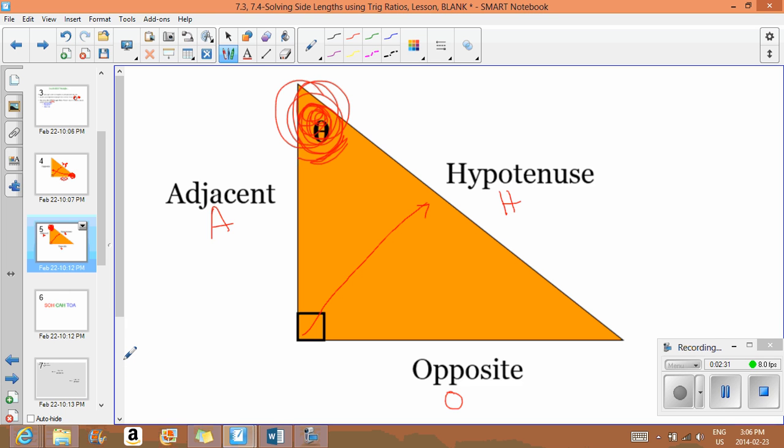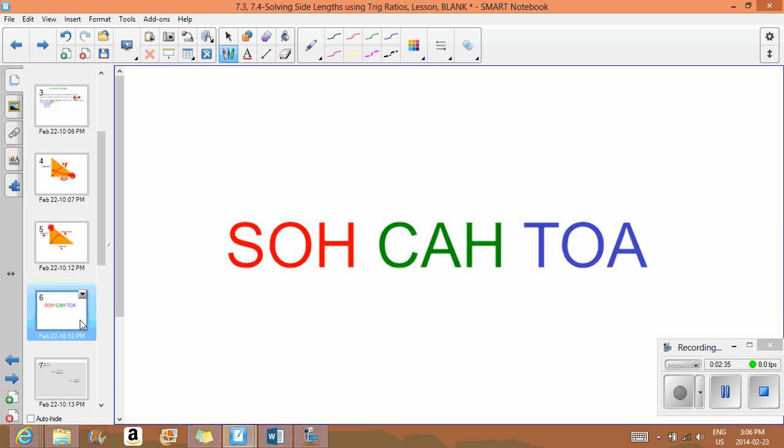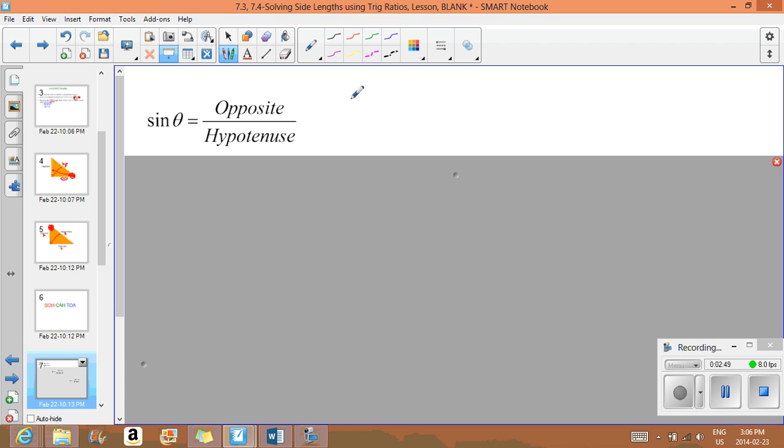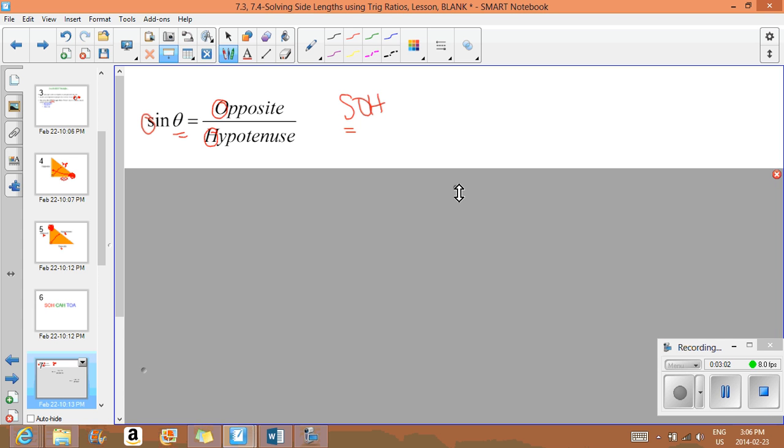We actually have a short form that we can use with these letters, and this is called SOHCAHTOA. You will need to memorize this. It is the easiest way to learn the trigonometric ratios, and here is what they are. The SO part means sine equals the opposite over the hypotenuse. Notice that sine will always have the angle with it.